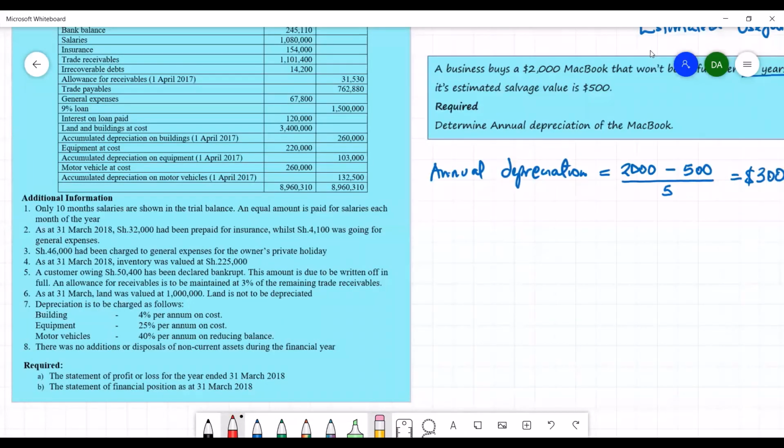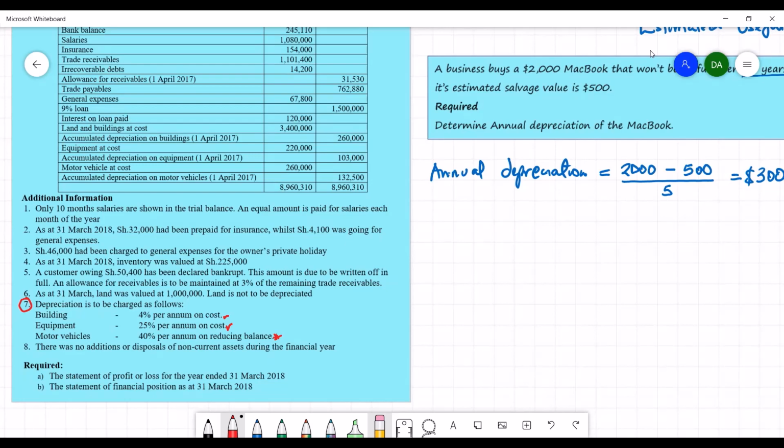Back to our illustration question, let us calculate depreciation on the assets as follows. That is additional information number 7. Depreciation is charged as follows. Buildings, 4% on cost. Equipment, 25% on cost. Motor vehicles, 40% on reducing balance method. So this is reducing balance method. But the first and the second one are on cost, meaning straight line method.